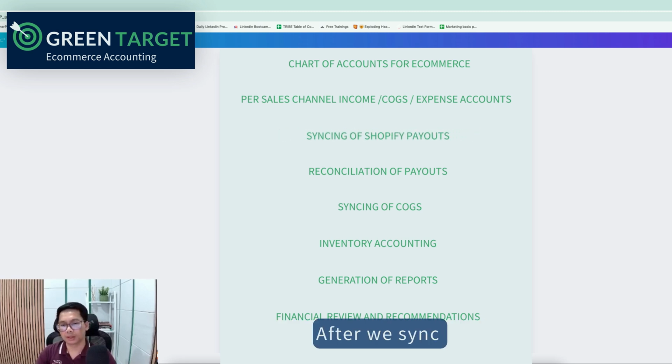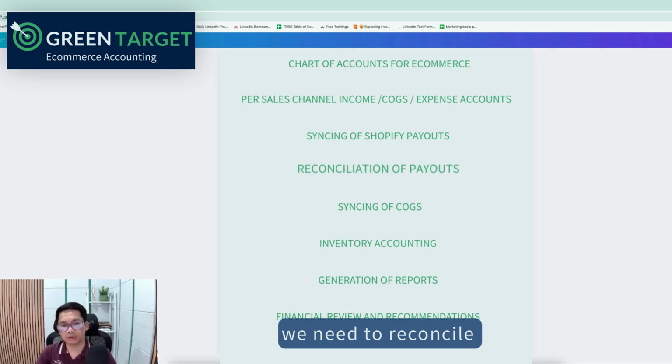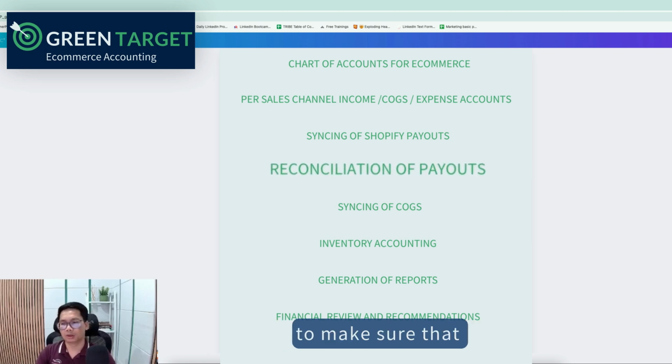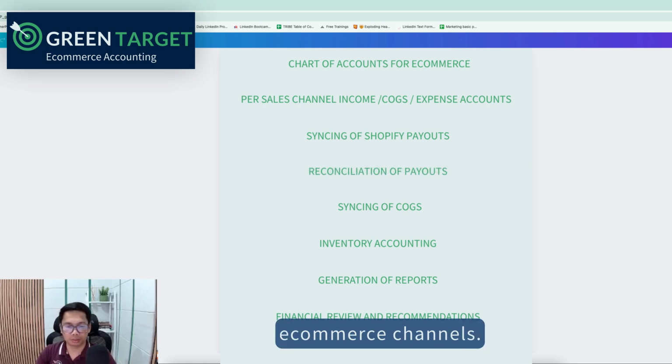After we sync the Shopify payouts, we need to reconcile the payouts to make sure that all payouts have been synchronized to QuickBooks Online, and all amounts are tallying between the reports from Shopify and the amount that is being recorded in QuickBooks Online. So we do reconciliation of payouts for Shopify and other e-commerce channels.